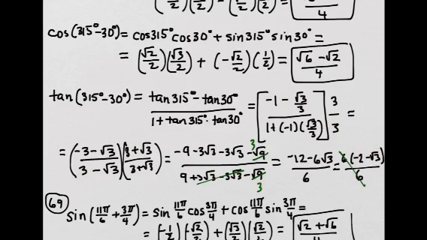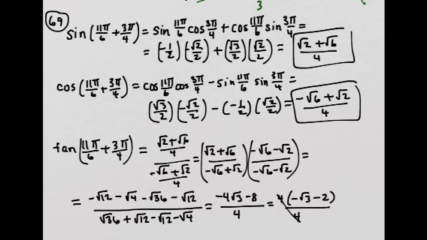Okay? Alright, 69 is similar to 67. They give you the two angles to use, except now they're in radians. And here's the formula for sine A plus B. Evaluate each trig function, and then simplify, and here's what you get.